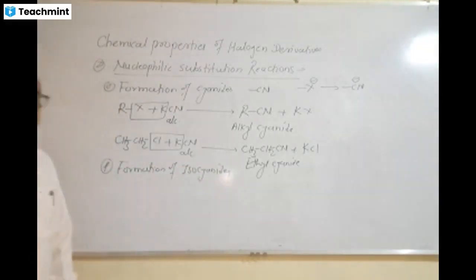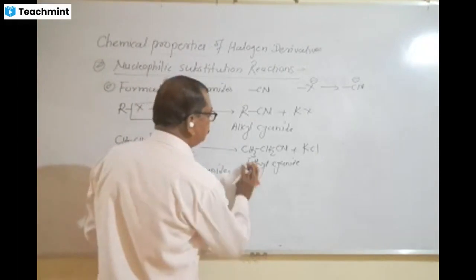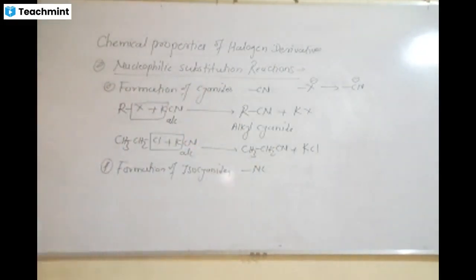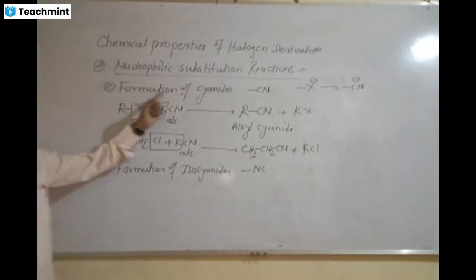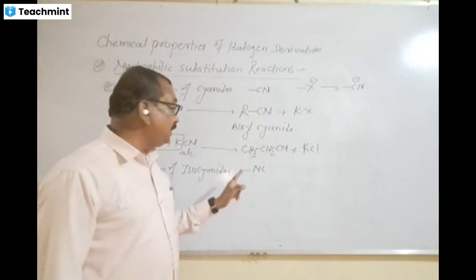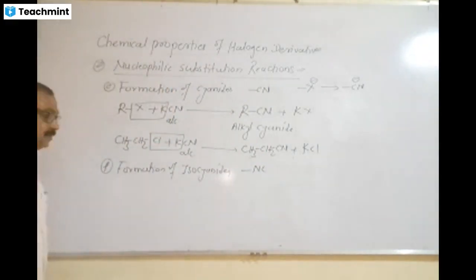Isocyanides, that is, compounds containing the NC functional group. Compounds containing the CN functional group are called cyanides. And when an organic compound contains the NC functional group, then the compounds are called isocyanides.